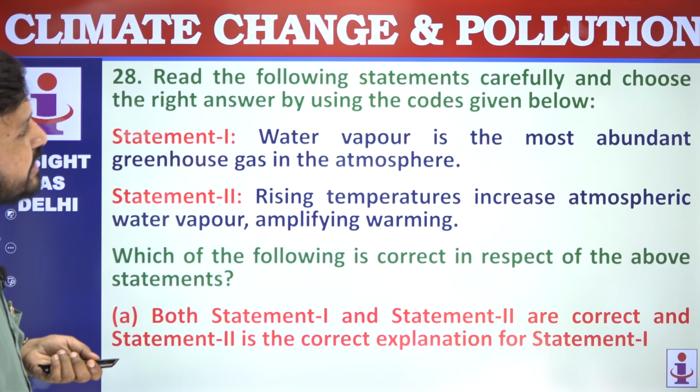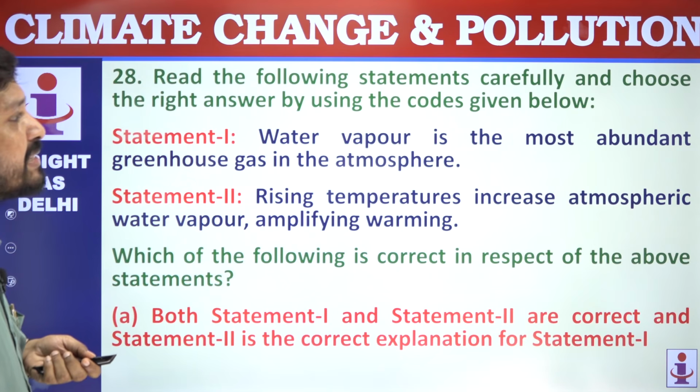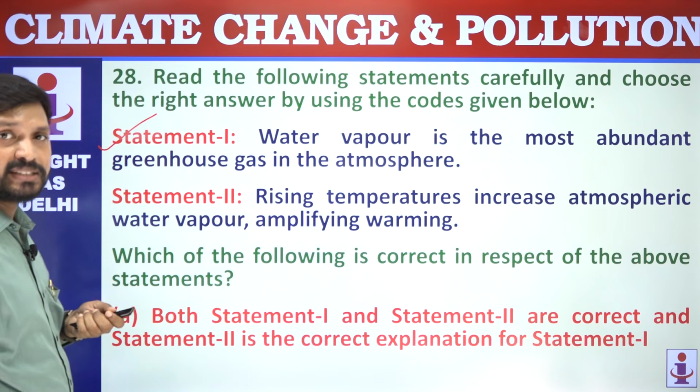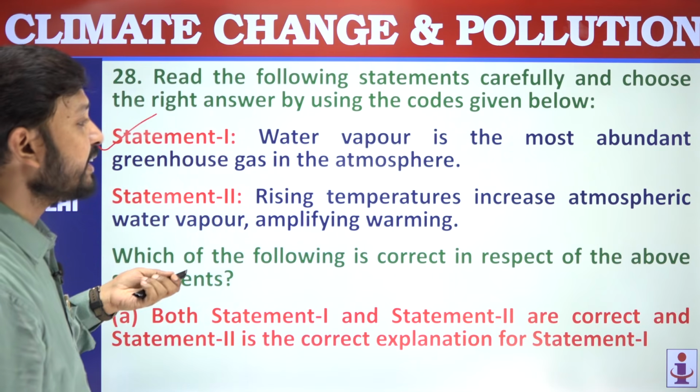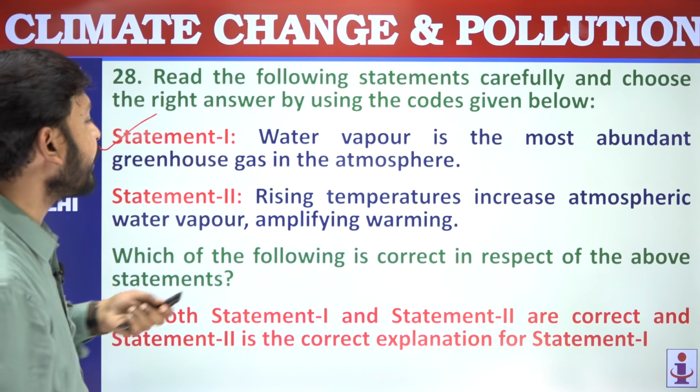Read the following statements carefully and choose the right answer by using the codes given below. Statement 1. Water vapor is the most abundant greenhouse gas in the atmosphere. Yes, this is the right statement. And rising temperatures increase atmospheric water vapor, amplifying warming.